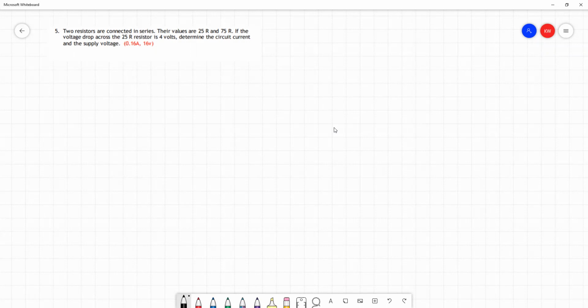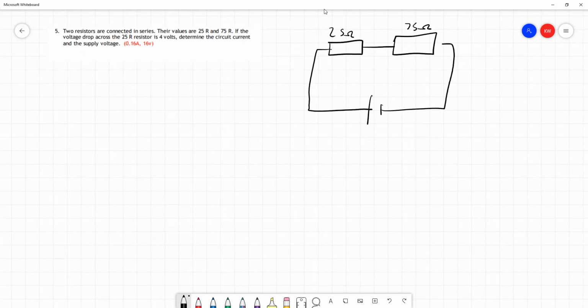But I did a little bit of thinking here, and I think a diagram will help us, although you could solve this question without one. So let's draw in these 2 resistors. We've got a resistor here connected to another resistor here, and it's a 25 ohm resistor and a 75 ohm resistor, and that's our circuit. So we'll draw a battery in this circuit and connect it up.